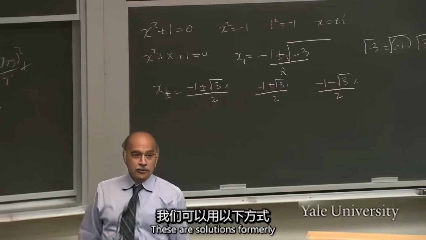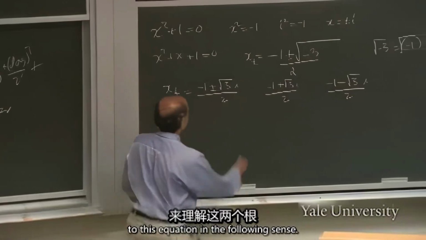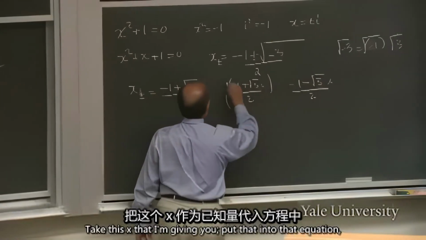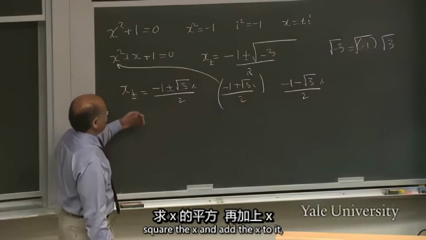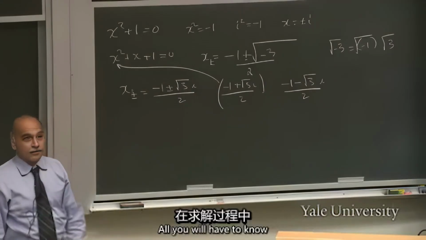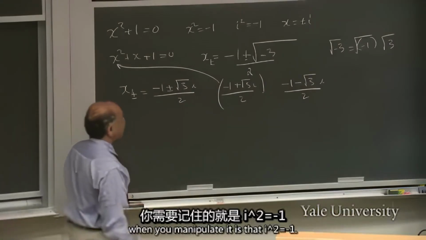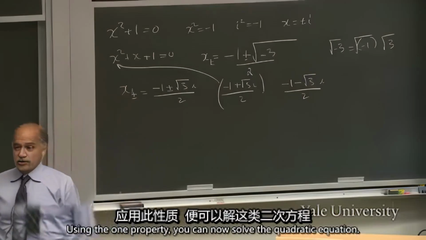These are solutions formally to this equation in the following sense. Take this x that I'm giving you, put that into that equation, square the x and add the x to it and add the 1, it will in fact satisfy the equation. All you will have to know when you manipulate it is that i squared is minus 1. Using that property, you can now solve the quadratic equation.